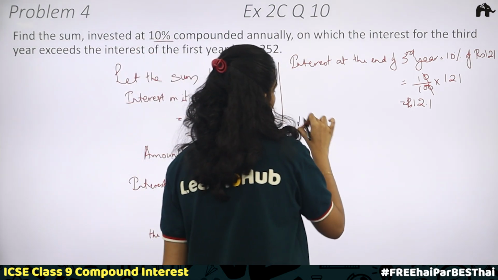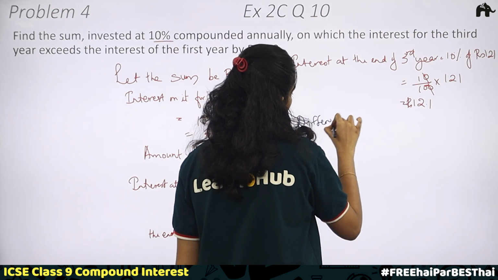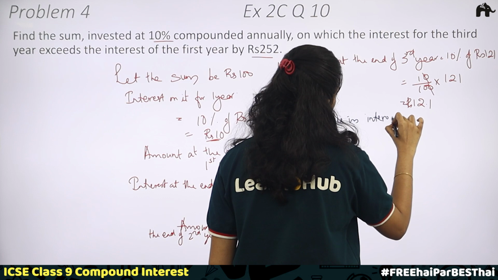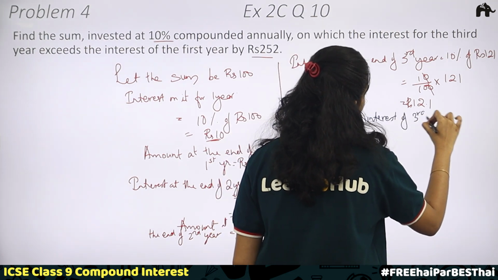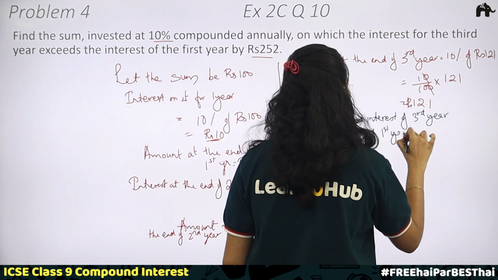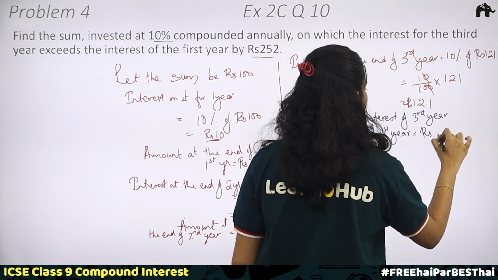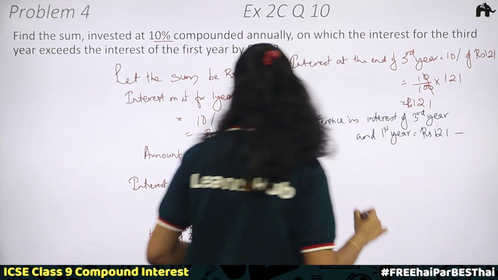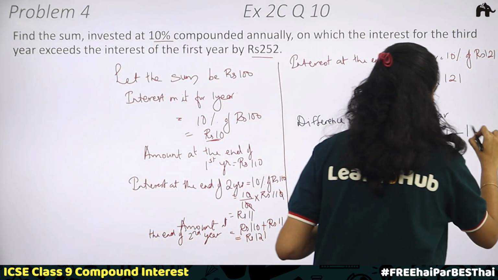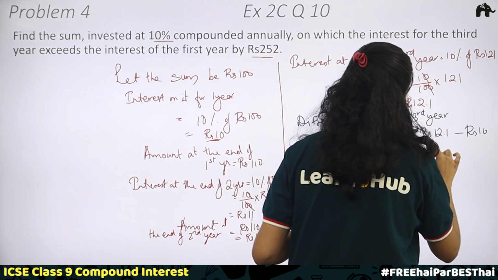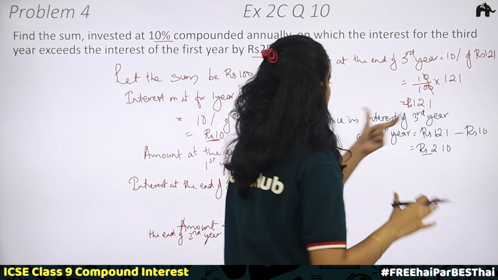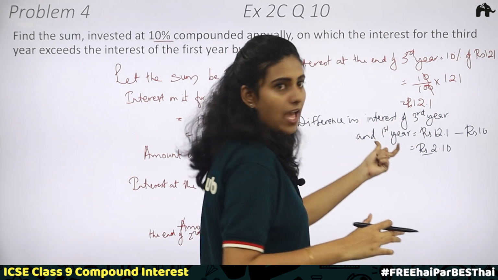Now, we have to find the difference in interest of third year and first year, which will be equal to rupees 12.1 minus interest for first year, rupees 10. So, you will be getting rupees 2.10. Okay. So, this is the difference in interest of third year and first year.